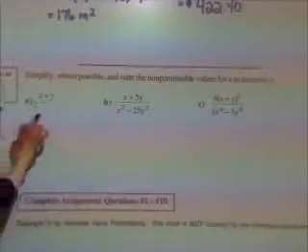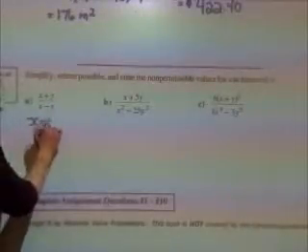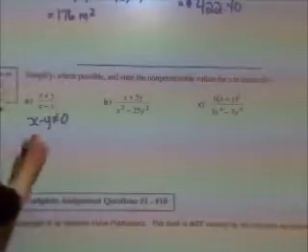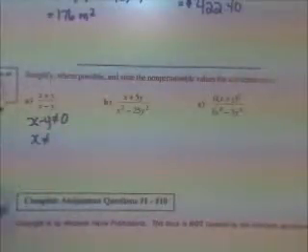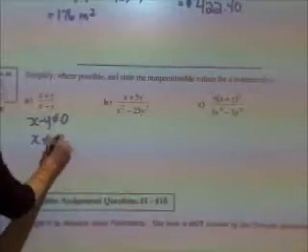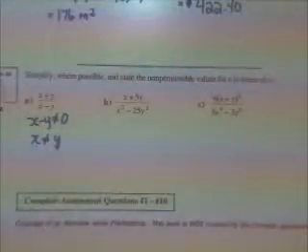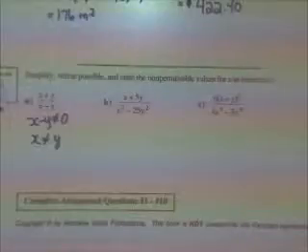The restriction on the denominator is that x minus y can't equal 0. So if I write this in terms of x, it means that x can't equal y, move the y to the other side, and it becomes positive. So in this case, all it means is that x and y can't have the same value. As long as they have different values, there would be no restriction.